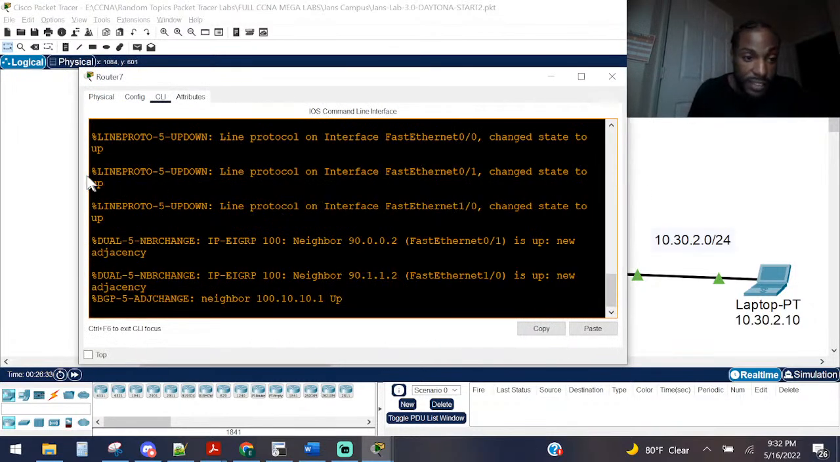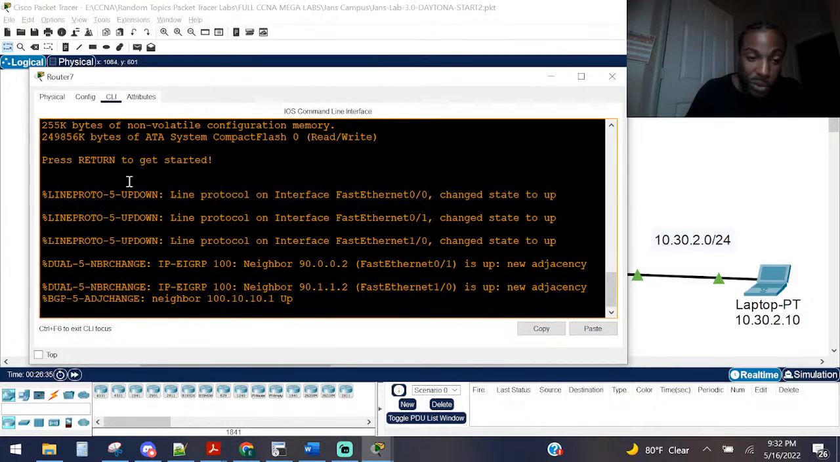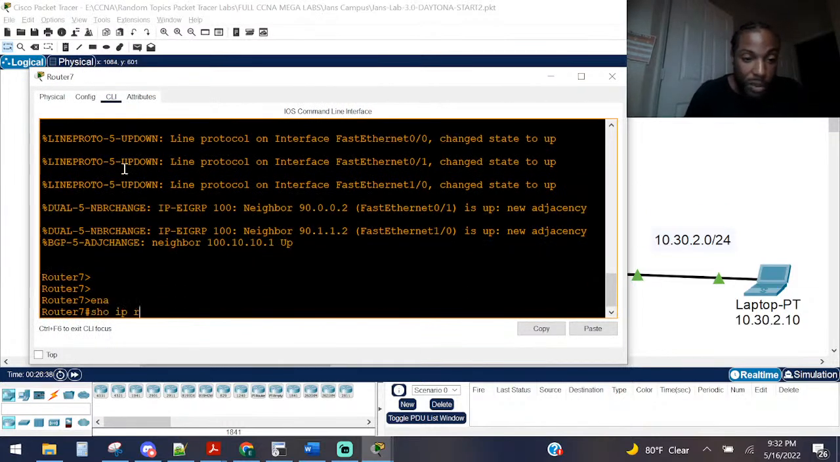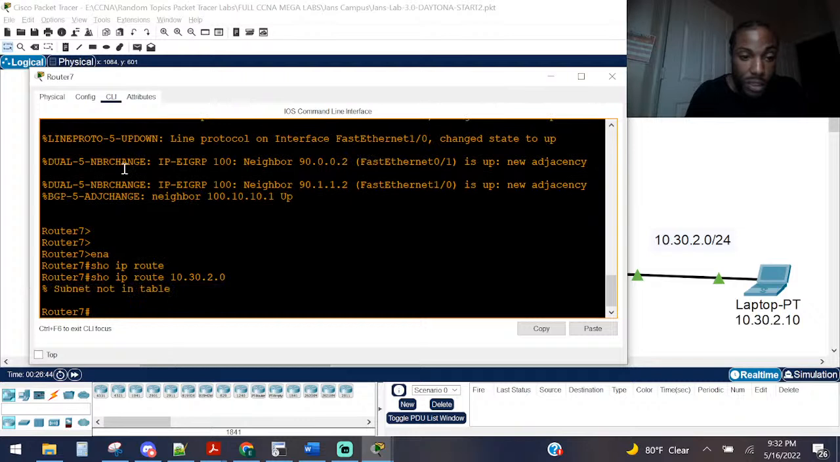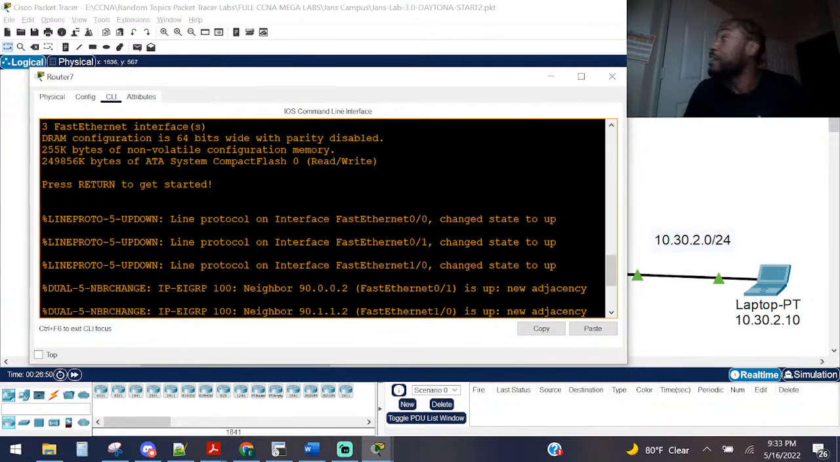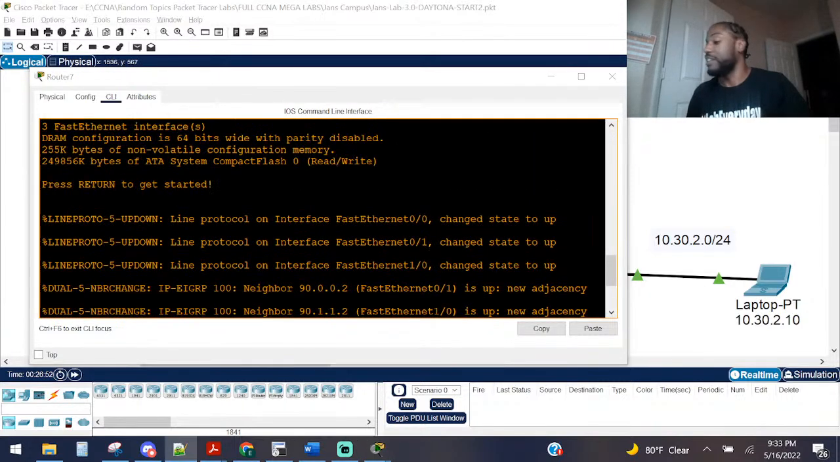Verify, just like my boss said, right? Go to enable mode, show IP routes. And if not, then we're going to have to backtrack and figure out what the hell is going on here. 10.30.2.0, not in the table, so, no, God! That means we got to do some troubleshooting, right? God, please, no! Let's see here.